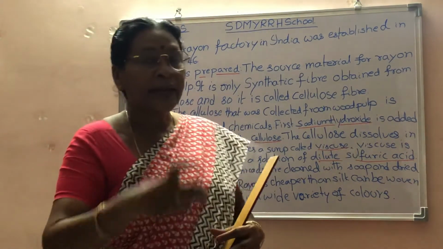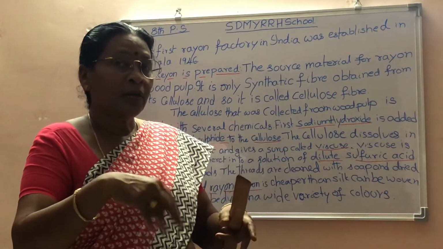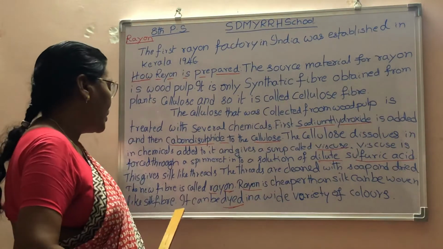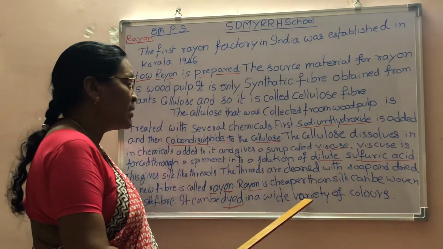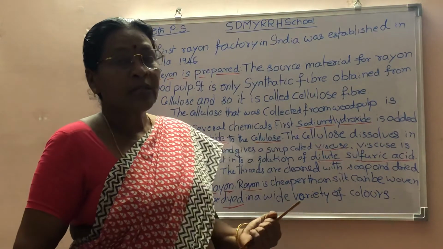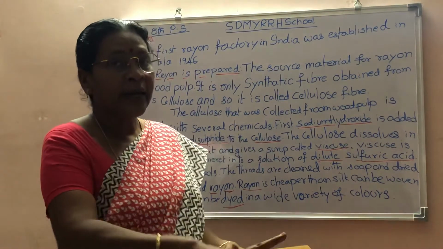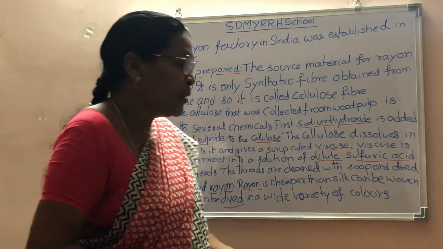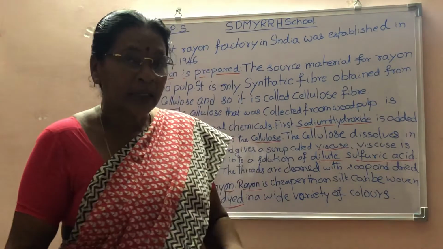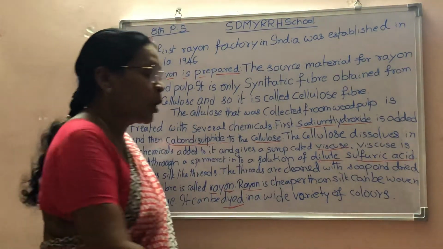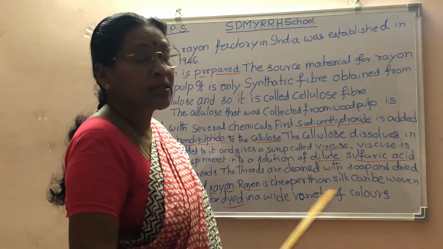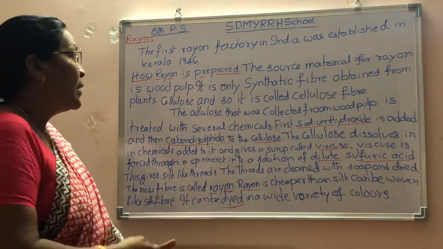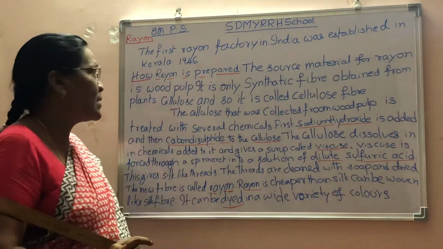These fibers are dyed. Dyed means making colors. For these fibers, colors are printed, or the fibers are immersed in a color solution and dried. This is called dyeing. In this way we get different types of colors and silk-like cloth, and we use these rayon silk cloths. The first rayon factory was established in Kerala in 1946.